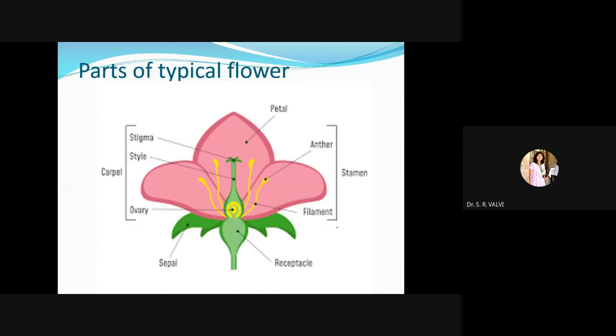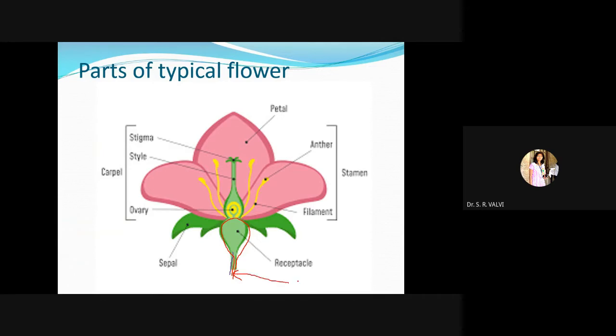Next, see here the parts of a typical flower. Everyone knows what the parts of a typical flower are, but even so, as this is in our study, we are going to repeat the parts of a flower. Again, I want to change the color of my pen. If you see this part, this is the stalk of the flower.